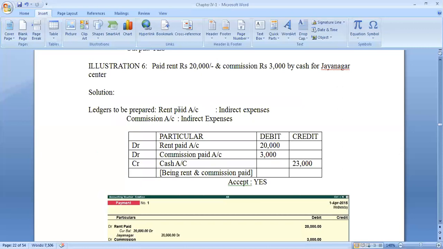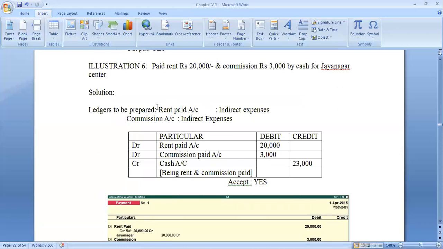So 6 to 10 we will discuss in terms of the payment voucher, and the remaining we will also discuss with the receipt voucher, the journal voucher and the credit note voucher. So we will discuss them one by one. Later we'll combine them and together we will learn the 14 full-fledged problems.